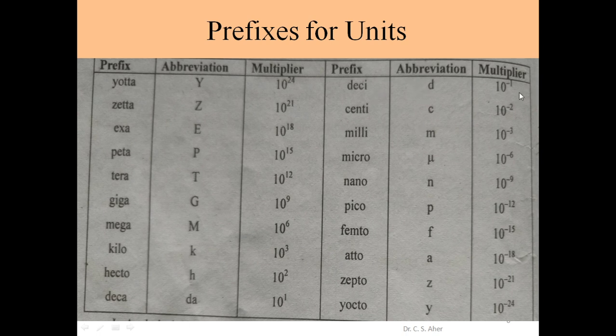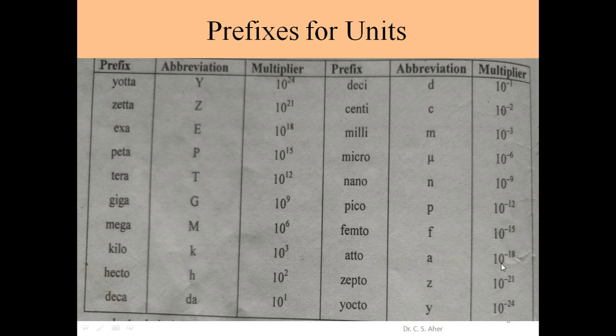Deci, small d, 10 raised to minus 1, that is 0.1. Centi, 10 raised to minus 2. Milli, small m, 10 raised to minus 3. Micro, this is the symbol micro, 10 raised to minus 6. Nano, small n, 10 raised to minus 9, that is 1 upon 10 raised to 9 or 10 raised to minus 9. Pico, p, 10 raised to minus 12. Femto, small f, 10 raised to minus 15.